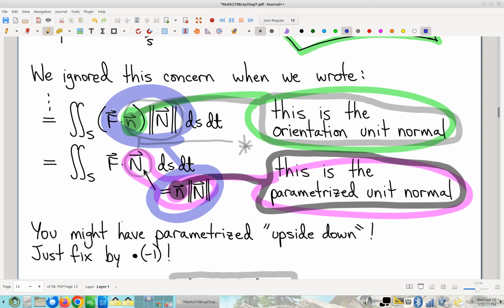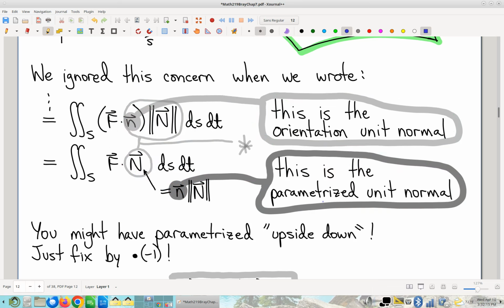Okay. All right. So bad news, good news. The bad news is it's really hard to see this coming in advance. It's really hard to tell as you write down a parameterization which way you are orienting it. It's very hard to look and glance and see. Here's the good news. Don't worry about it. If you pick wrong, you can just fix it by multiplying by -1. It's as simple as that.